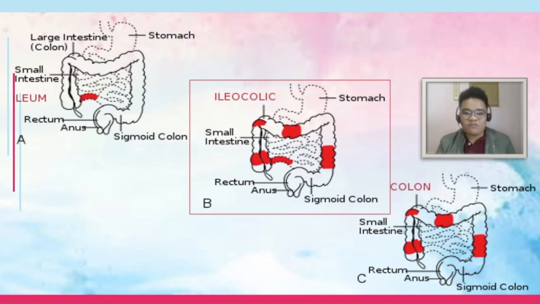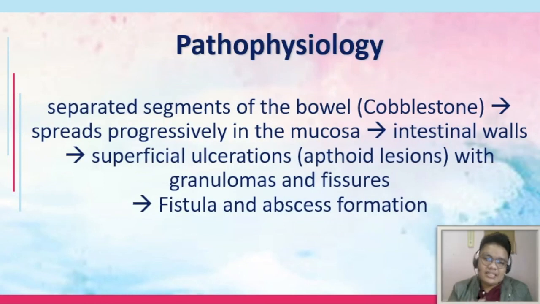These are some of the patterns of regional enteritis. In the first picture on the left, it is only the ileum which is affected. The second pattern, on B, is the ileocolic. And on the third pattern, it is the colon itself. However, it's not the entire colon affected, or straight parts of the colon. Instead, it is some patches of the colon which are affected. Now, let's talk about the pathophysiology.